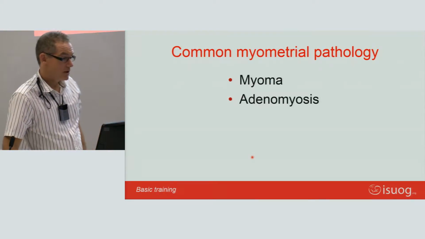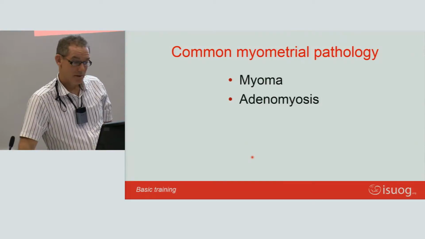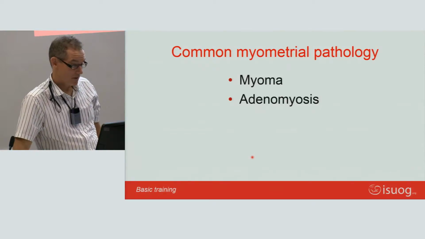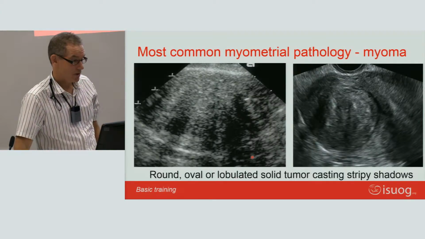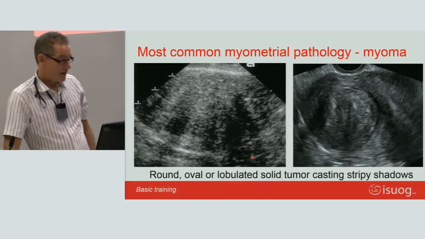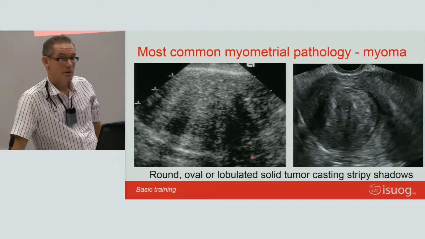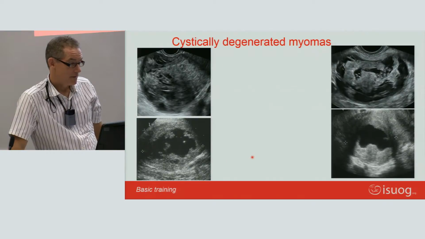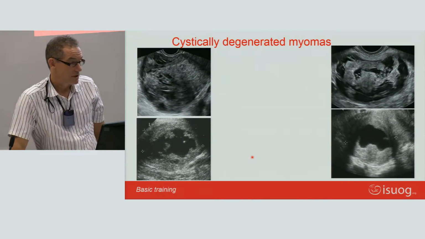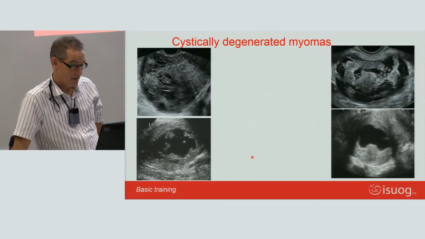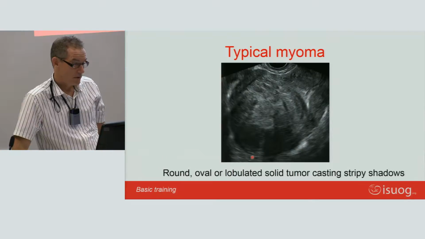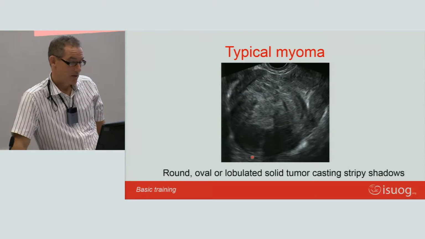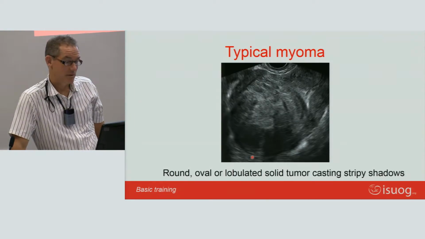The most common myometrial pathology you're going to see is myomas, fibroids, and adenomyosis. And sometimes you actually see a combination of both. 40% of the time you're actually going to see both. Myomas, the most common myometrial pathology, are recognizable by round, oval, lobulated, solid tumors casting shadows. Sometimes they look quite hyperechoic, and at other times you get cystic degeneration, and you can have all kinds of cysts in the fibroid. So once again, a typical myoma is round, oval, lobulated. It's a solid tumor, and it casts stripy shadows.